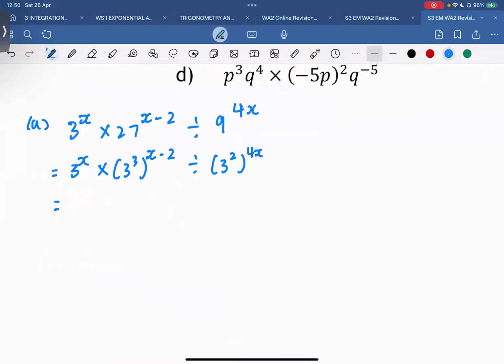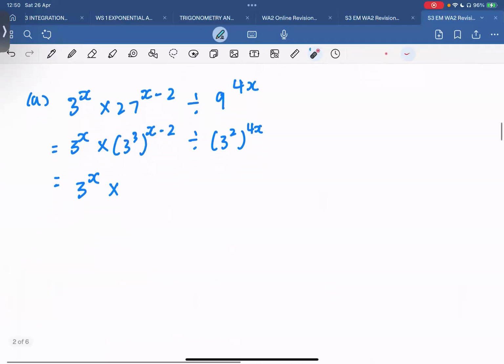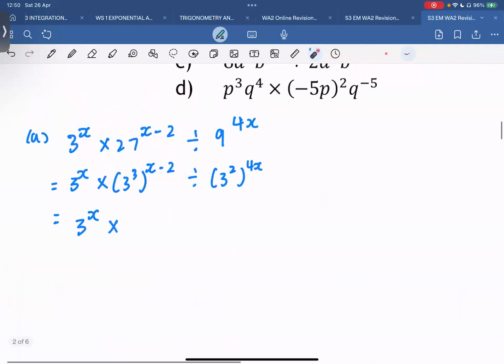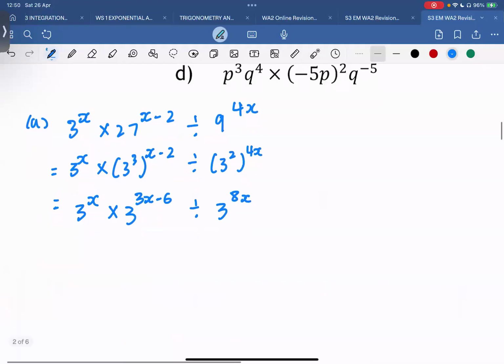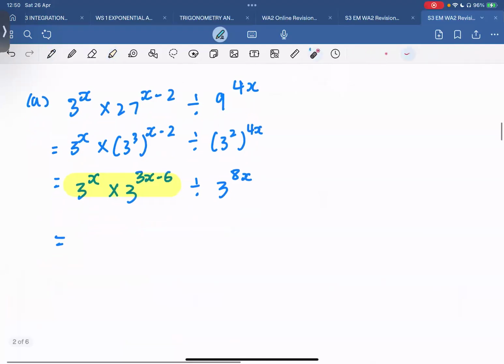Then afterwards, we can apply our indices law: same base, multiply, so the powers will add up. But before that, let me simplify this first. If we have power to power, the powers will multiply. So this will give us 3x minus 6. Same for this side, you have 3 to the power of 8x. Now we can simplify using the indices law. Same base, different power, multiply, powers will add up.